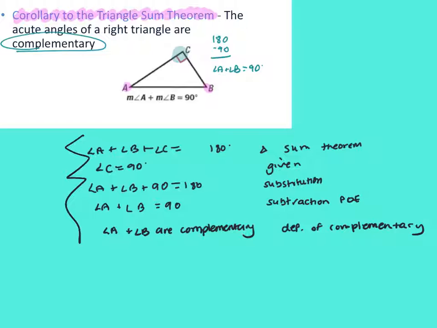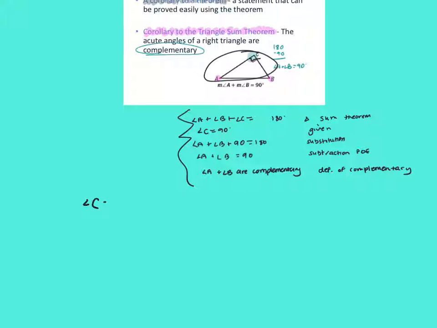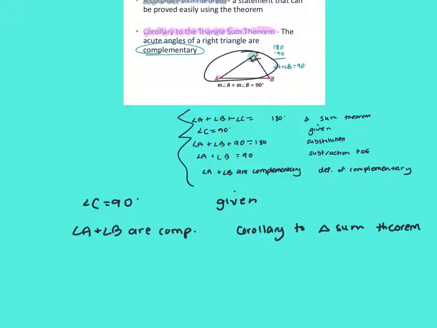So now all these steps can get replaced with the givens and the prove, which would be the corollary to the triangle sum theorem. Why is angle C equal to 90? Why is that the given? Because from the diagram, it was marked as a right angle. So I would have had to know that one of the angles was 90 degrees in order for this to work. You wouldn't have to do all that work. Now, knowing this, I can say angle C equals 90 degrees, and that's given. And I can say angle A and angle B are complementary. And the reason is the corollary to the triangle sum theorem. So these are both right. It's just obviously the second one is a lot fewer steps.